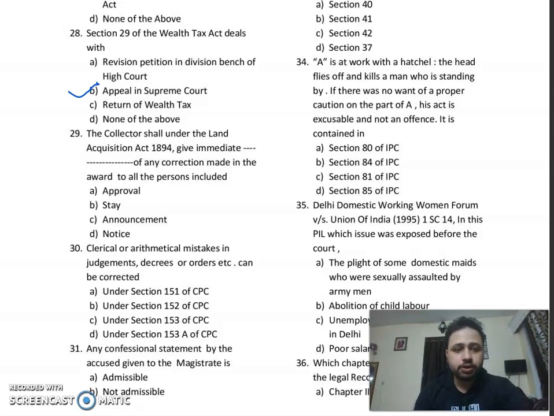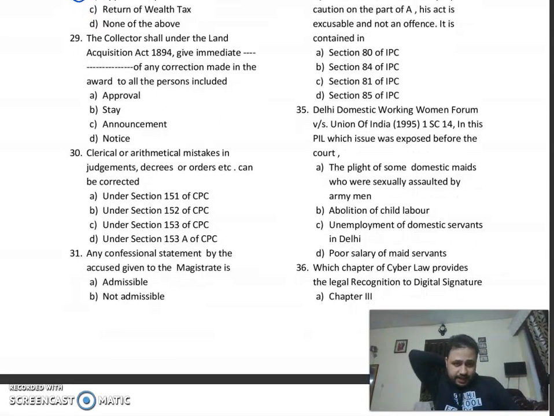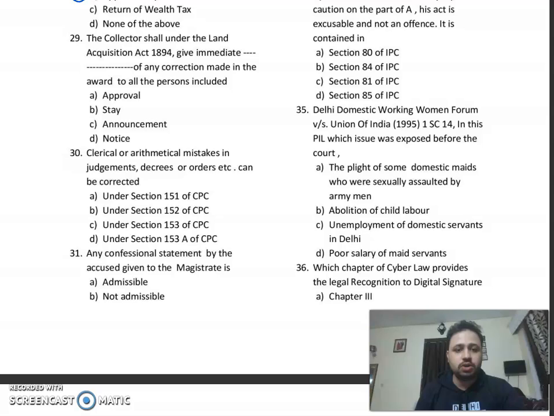Now MCQ number 29. The collector shall, under the Land Acquisition Act 1894, give immediate dash of any correction made in award to all persons included. So the options are approval, stay, announcement, or notice. So under Land Acquisition Act 1894, the collector shall give immediate notice if any correction is made in the award to all the persons included. So all the people who are included, he has to give immediate notice. So the right answer over here will be option D.